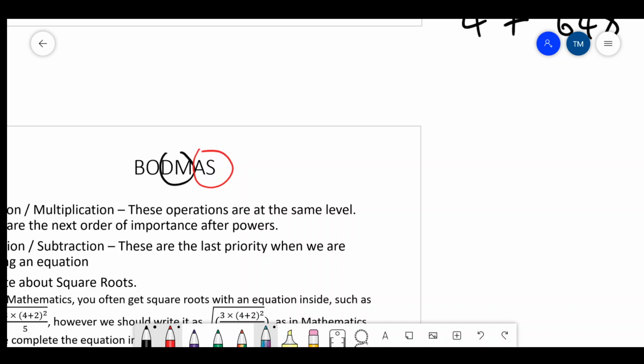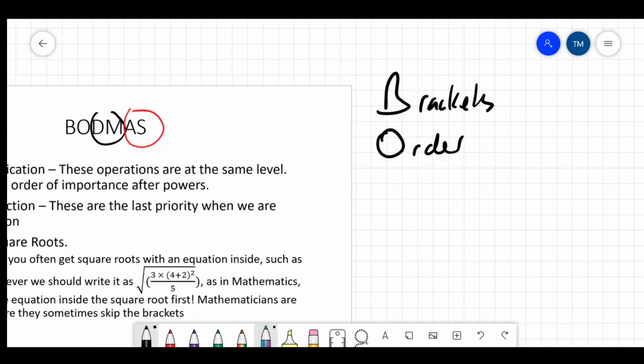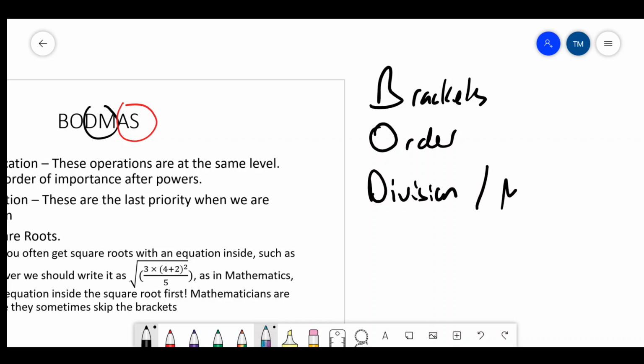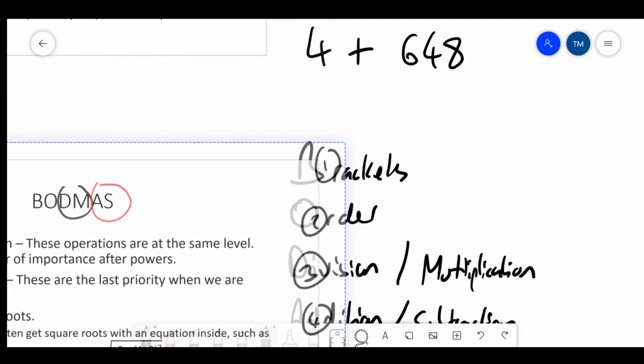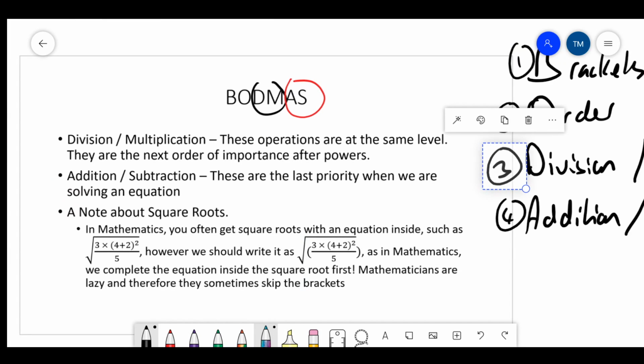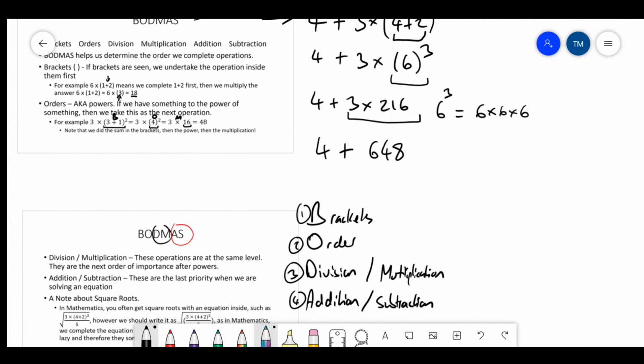So if we were to do this in terms of levels, you would have B, which is for brackets, then order, and then you would have division and multiplication at the same level, and then you would have addition and subtraction at the same level. So we see brackets is level 1, order is level 2, at level 3 is division and multiplication, and at level 4 is addition and subtraction. In our final part, we've just got the addition left that we need to do, so 4 plus 648 is equal to 652.